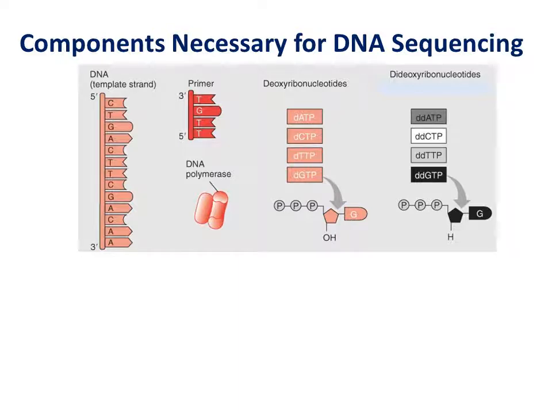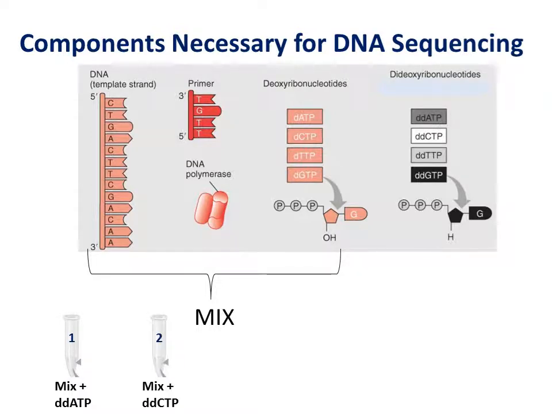So when we go to perform the reaction, we have a mixture of the DNA, the primer, the polymerase, and the deoxyribonucleotides. And then we add just one of the 4 dideoxyribonucleotides into a tube. So as shown here, you have your mix plus dideoxy ATP. In tube number 2, you would have your mix plus dideoxy CTP. Tube number 3, you'd have mix plus dideoxy TTP. And lastly, you'd have the mix plus dideoxy GTP.